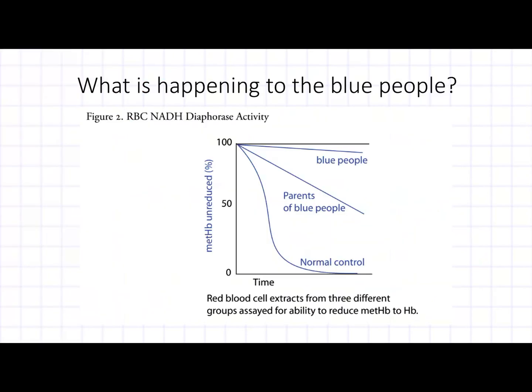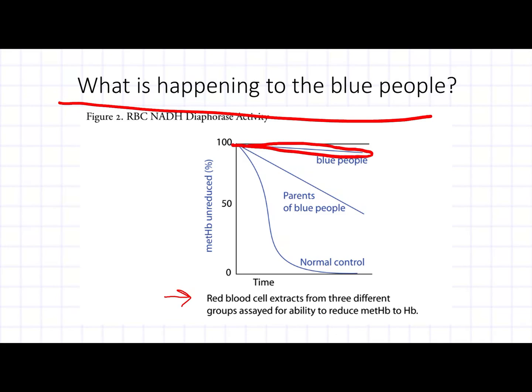So if this leaves you curious, what is happening to the blue people? It turns out that they have a problem in their red blood cells where their blood is not returning to normal oxygenation afterwards, which leaves them looking a little blue. So that's how we do pedigrees.